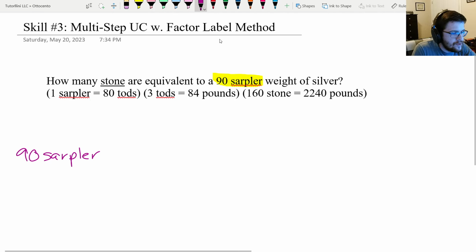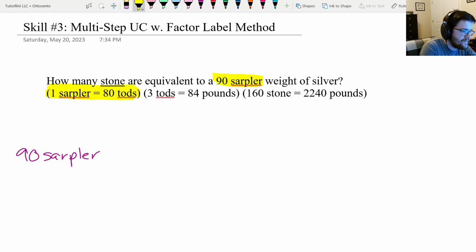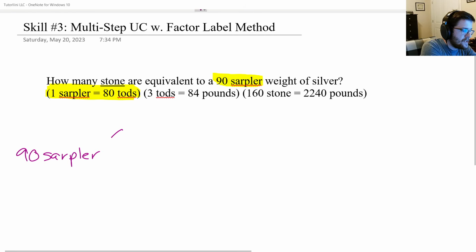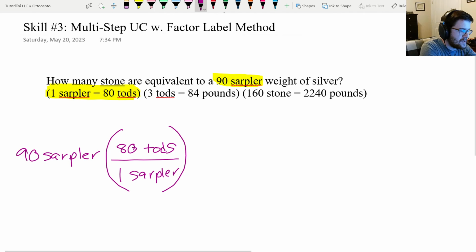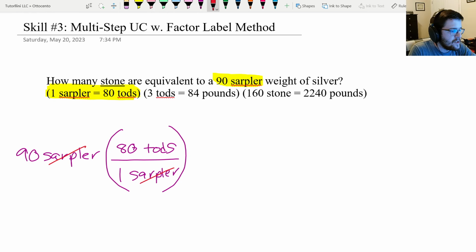And we now want to use a unit conversion with Sarpler in it, which is this one. 1 Sarpler equals 80 Tods. So I'm going to come over here, and I want Sarpler to cancel. So I'm going to put 1 Sarpler on the bottom and 80 Tods on the top. And let me check. Are they on opposite sides of the division sign? They are. So the Sarpler can get crossed out. And we're left with Tods.